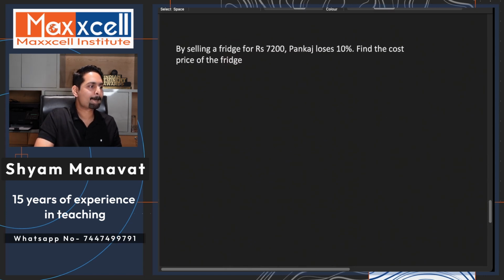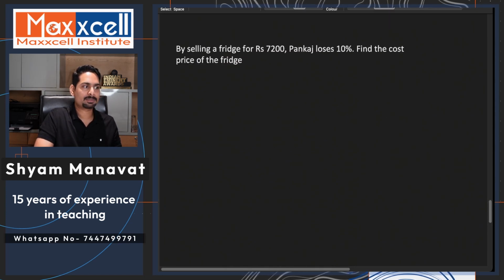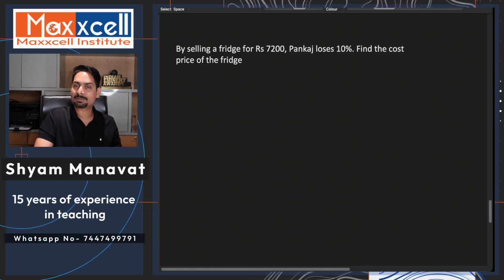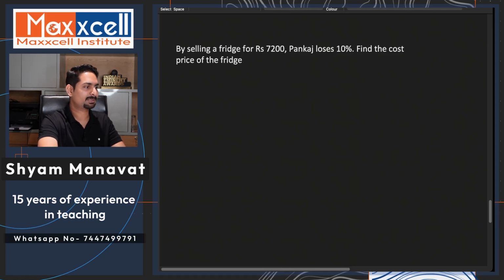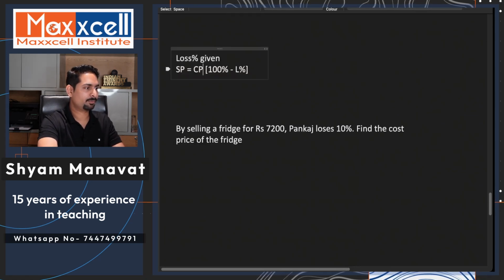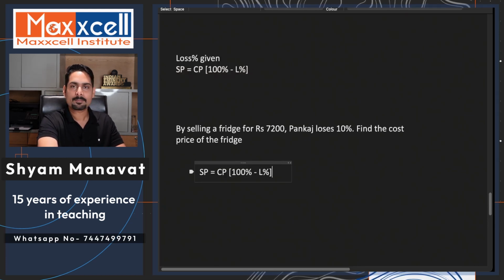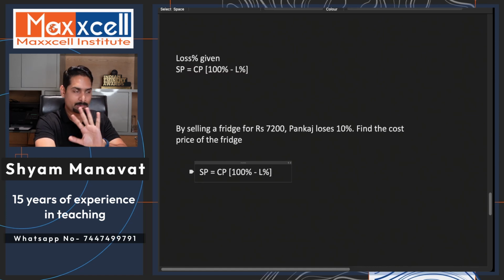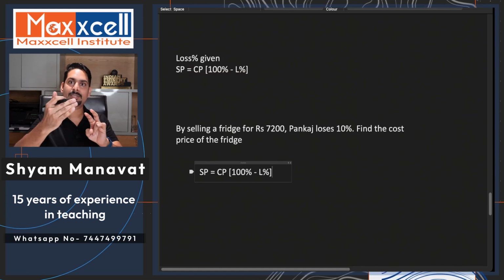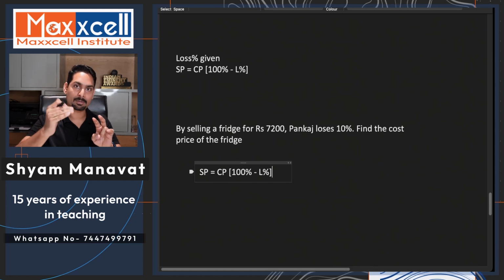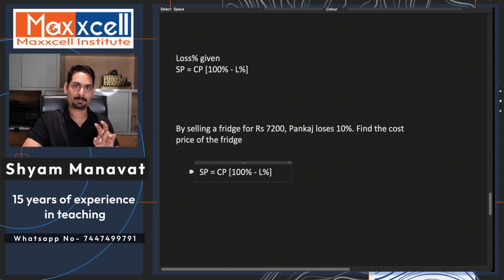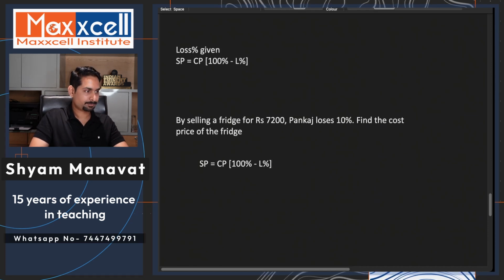Hello, let's see. By selling a fridge for rupees 7,200, Pankaj loses 10%. So Pankaj's loss is how much? 10%. Yeah. Find the cost price. All right. So if loss percent is given, what do we do? We do selling price equal to cost price into 100% minus loss percent. So you can see this part is the same. Both the formulas are the same. The only difference is if it is profit, then plus profit percent. If it is loss, that means minus loss percent. Okay. Great.